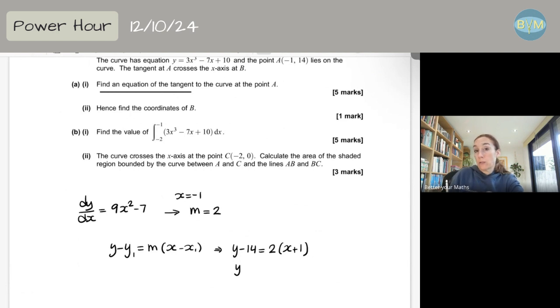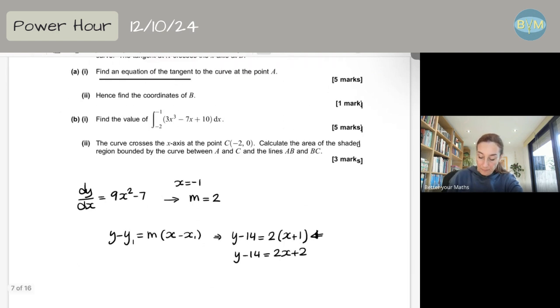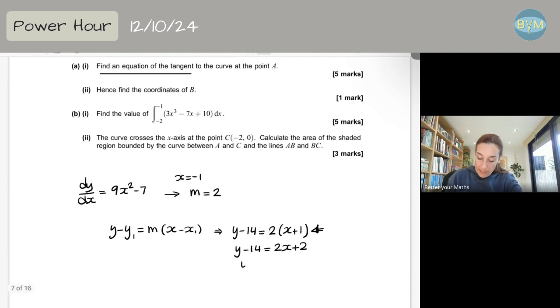But we are going to use it in the second part, and it's better if we have it organized, yeah? So 2x plus 2. If not, you can leave it like this, and it's completely fine. And so y is going to be 2x plus 16. So this is the equation of the line that they are asking me. Yeah? That's the tangent. Then find the coordinates of B.